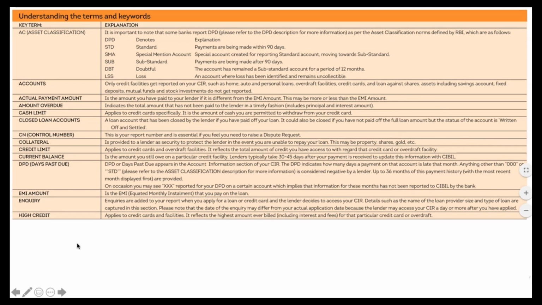So these are all the other keywords which you have to understand, and when you go through the CIBIL report, this information will also help you a lot.